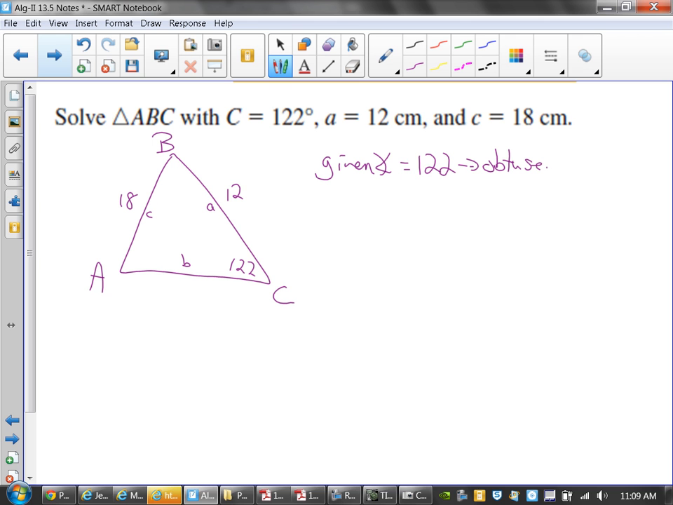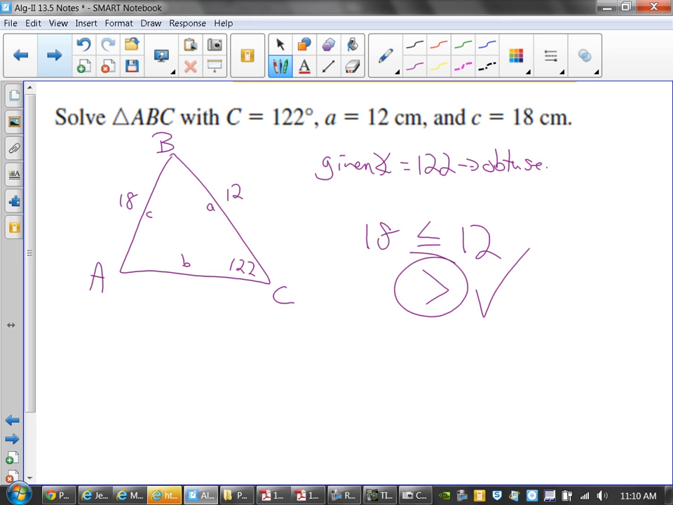So then I look at the other two sides. Is the side opposite the 122 smaller than or equal to 12, or is it greater than 12? It's greater. Since it's greater, will this triangle exist? Yes. That means this will work. So now that I know it'll work, I can go ahead and solve my triangle.